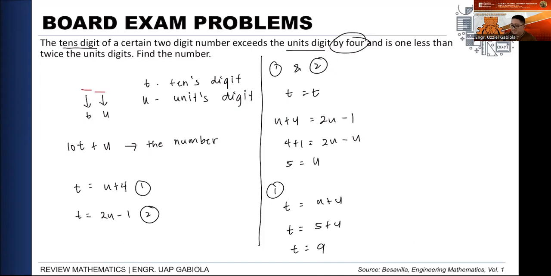So pag pinapahanap yung number natin, find the number, substitute lang natin dun sa 10t plus u natin. So 10 times 9 plus yung u natin na 5, that is 90 plus 5. So yung required number natin is actually 95. So this will be our answer.